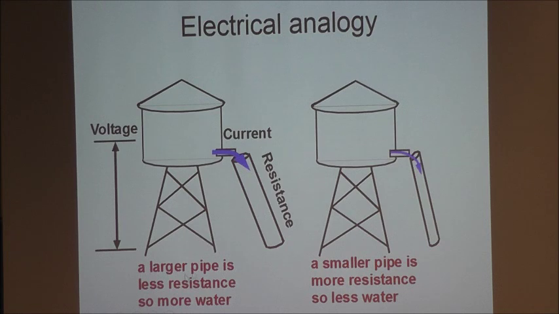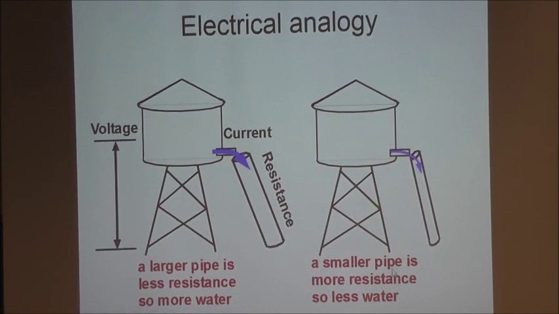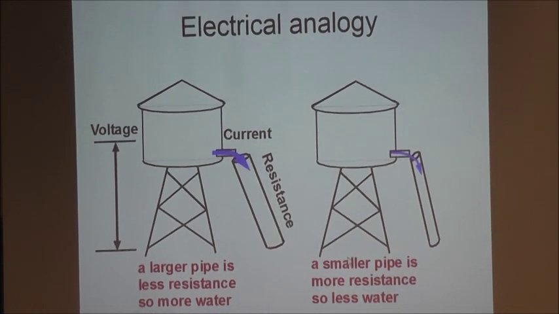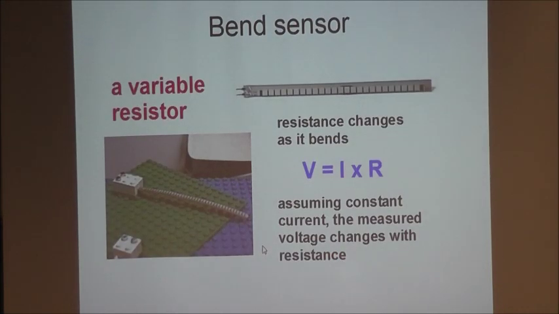So a larger pipe is less resistance, so more water. So you have a larger pipe, it goes there. So if resistance is smaller, more current is going to go through. And if you have a smaller pipe, more resistance, so less water. Okay. So it's similar to what Ohm's law will tell you.